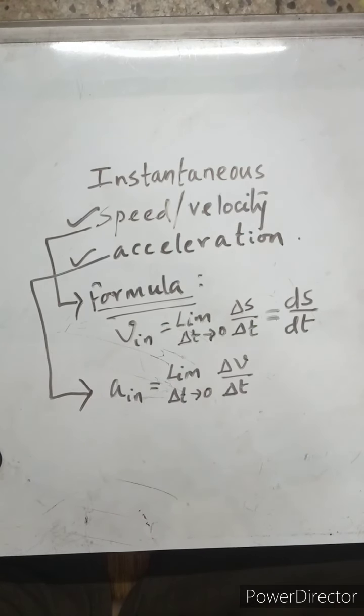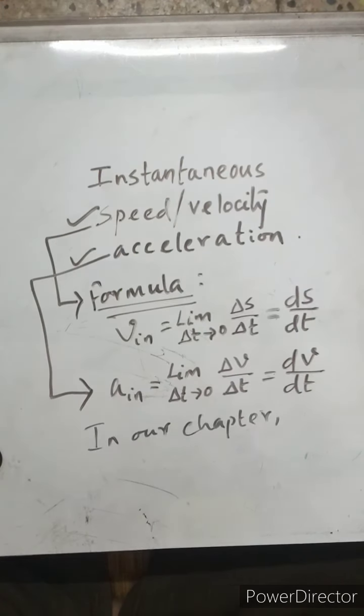And as for acceleration, A instantaneous in a similar way is equal to limiting delta t tends to 0, del v by del t, is equal to dv by dt. So these are the formulas that we had discussed in the previous video, right?